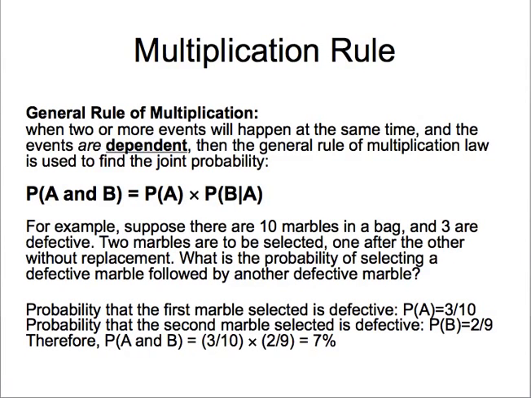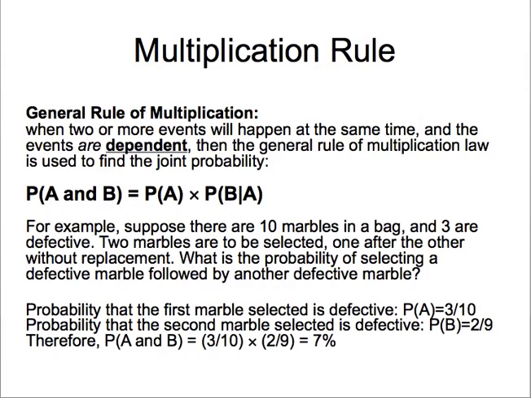We're going to move on now to another rule, the multiplication rule. Okay. Now, a general rule for multiplication: when two or more events will occur at the same time and the events are dependent, then the general rule of multiplication law is used to find the joint probabilities. The probability of A and B is equal to the probability of A and the probability of B given A. Now, I'm going to use an example to illustrate what is really happening here. Okay, so we have an example.